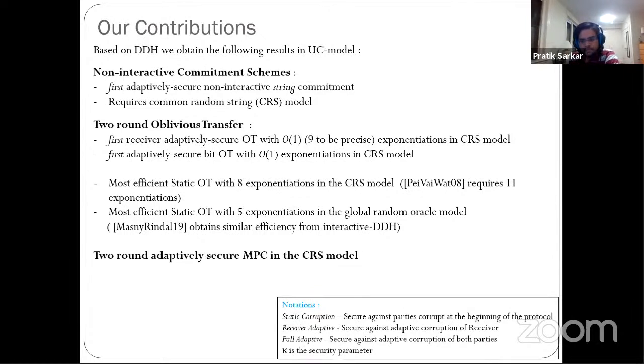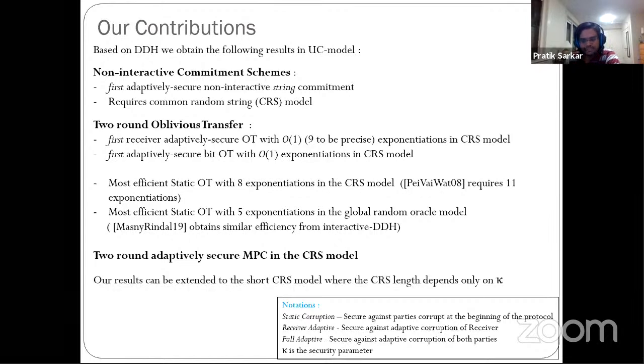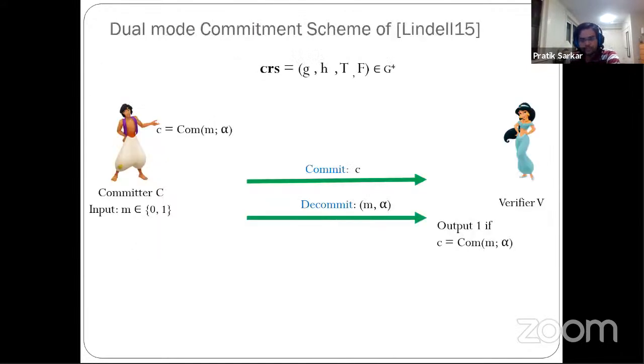Finally, we combine our commitment scheme and adaptively secure OT to obtain a round optimal adaptively secure MPC protocol in the common random string model. Moreover, we show that the size of the setup string depends only on the security parameter and not on the number of participating parties. Now, I will briefly discuss our commitment scheme.